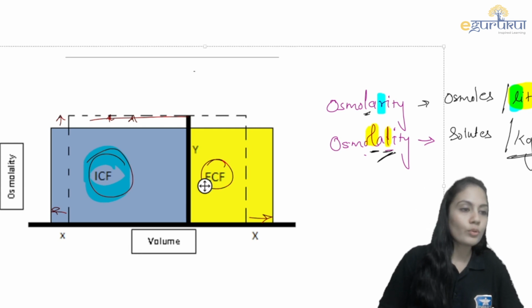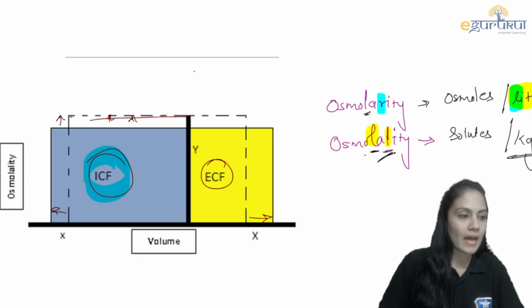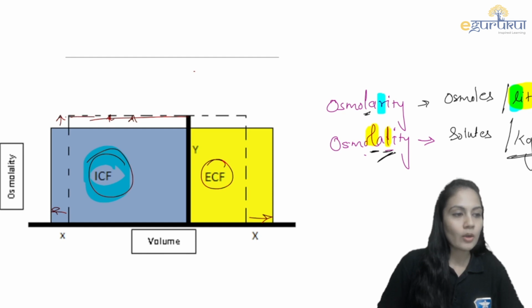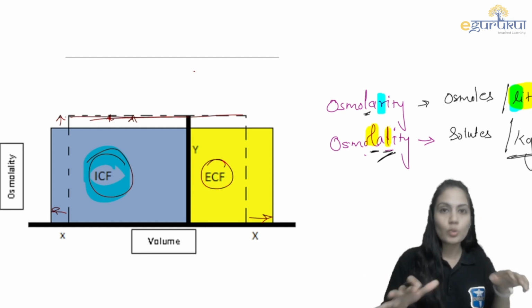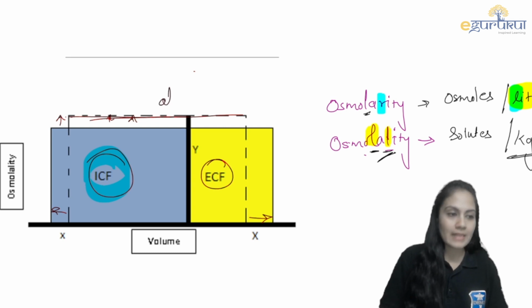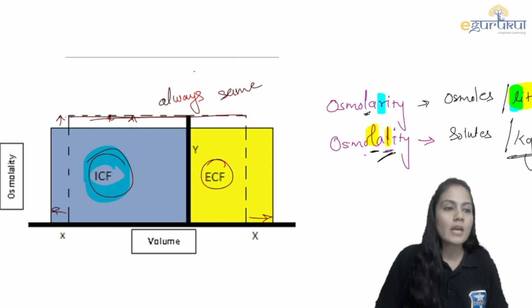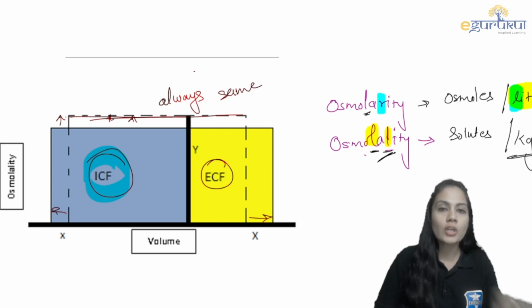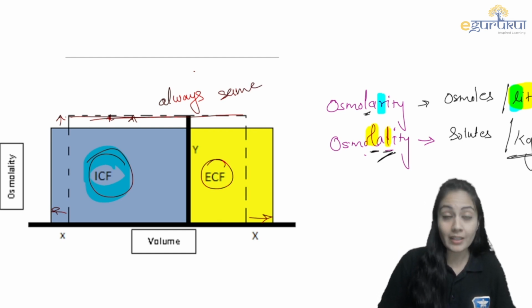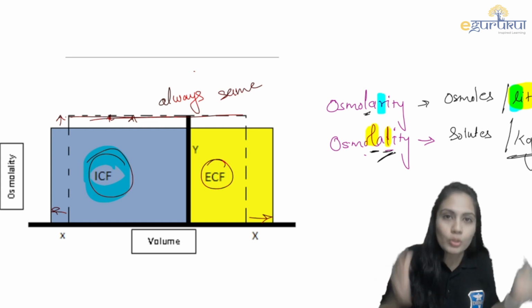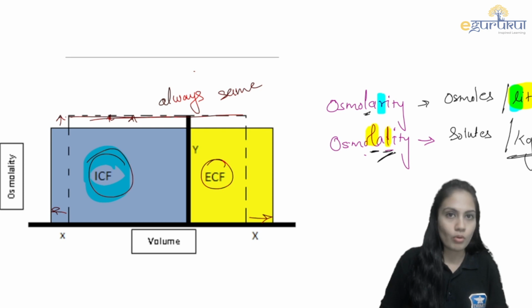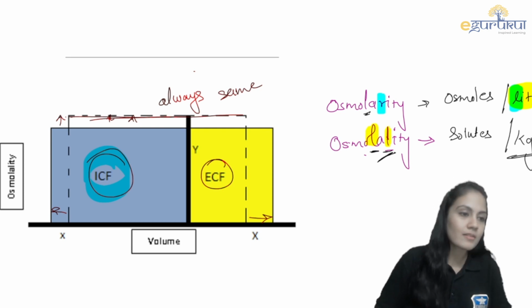Now, one rule to remember in the Darrow Yannet diagram is that osmolarity is never going to be different in the two compartments. It's always the same in both compartments, because it is maintained. It is one of the physiological parameters that is well regulated throughout the body. So wherever you talk about osmolarity, it will always be the same in both compartments.